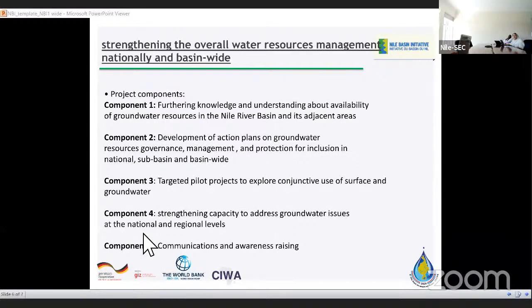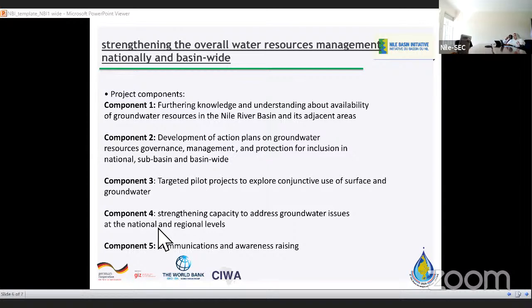As you can see, this project is made up of 5 components. The first one is about knowledge and understanding. Of course, you can't manage anything that you cannot understand or assess. So the first one is to understand and assess the resource itself, and then to develop action plans. This is component 2. And then we come up with pilot projects. And then component 4 is to pinpoint areas of weakness that need further strengthening, whether on capacity or development or sustainability policies and so on.